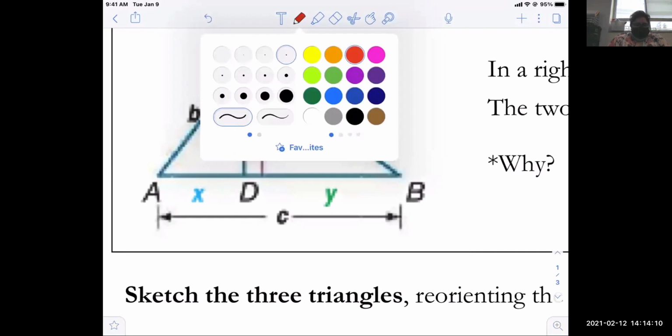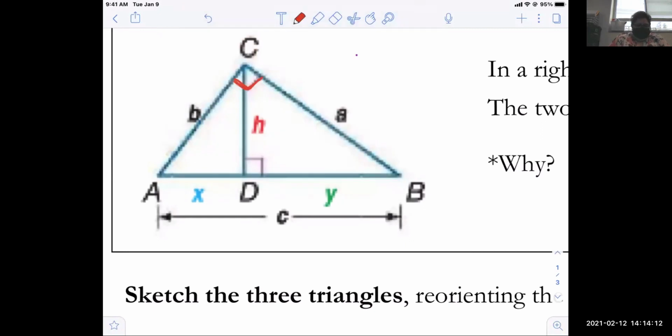Okay, we're dropping a segment that makes a right angle with the opposite side and goes through a vertex. What's that called? When you go from a vertex and make a right angle with the opposite side, what is that? An altitude. So we have a big right triangle. We've dropped an altitude to the hypotenuse.